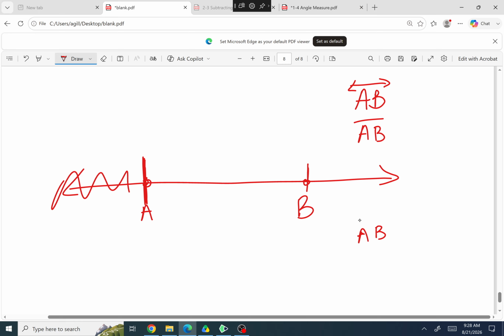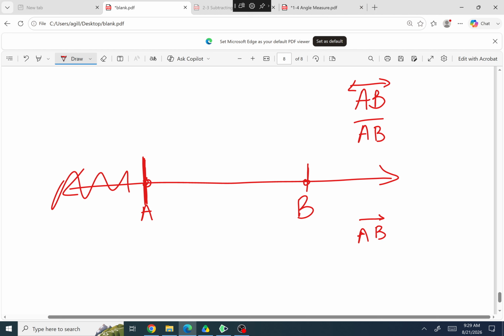And what you do is you put an arrow above it only in the right-hand side direction. You don't point the arrow the direction the ray is pointing. You just write it always to the right. That's called a ray. Yeah? Make sense? All right.